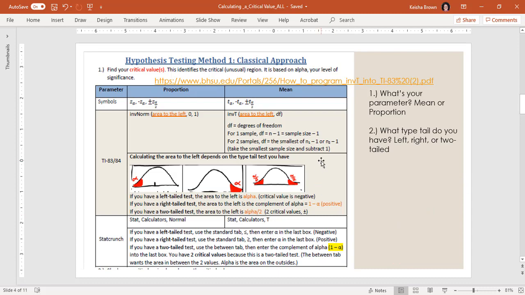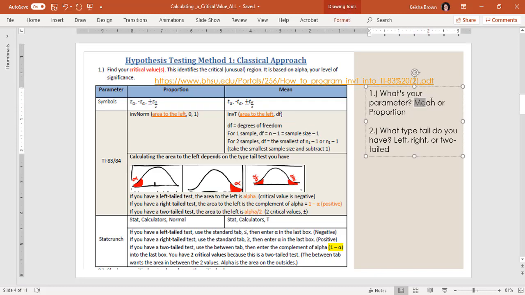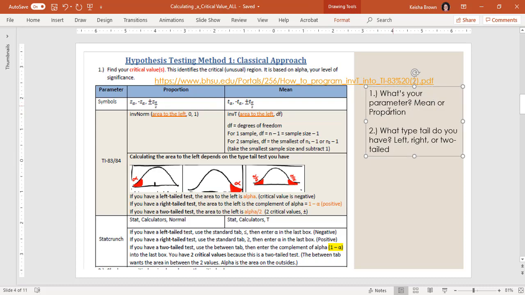Here is a summary from one of my documents about how you perform classical hypothesis testing, or some places they call it the traditional approach. When you want to find your critical value, the first thing you need to do is to slow down and read the problem. You need to be able to identify whether this is a mean problem or a proportion problem. Depending upon whether it's a mean or a proportion, that determines whether you're going to be using the variables of t or the variables of z.